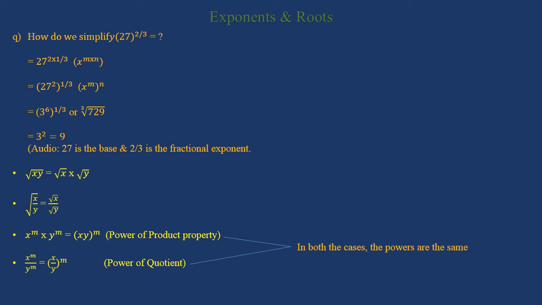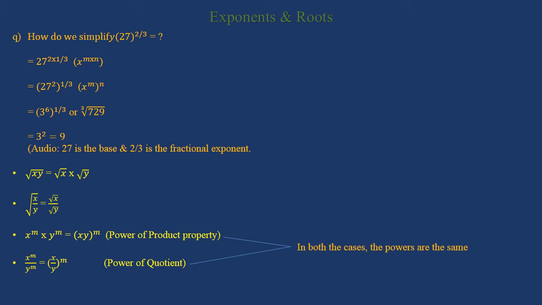Now let us discuss the properties of power. Now the square root of xy can be simplified as the square root of x into the square root of y, and the square root of x over y can be written as the square root of x divided by the square root of y.